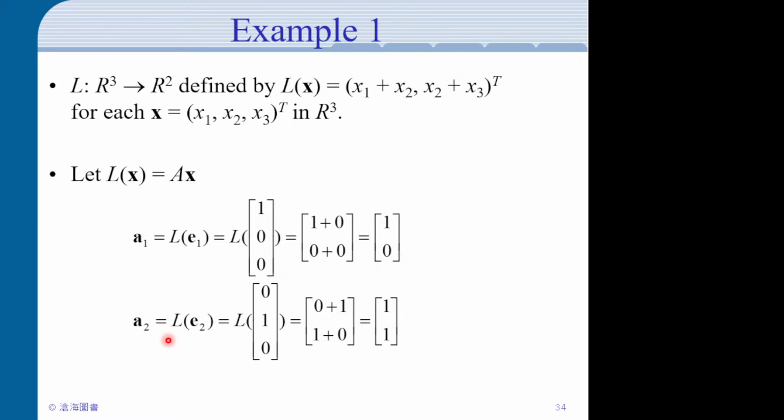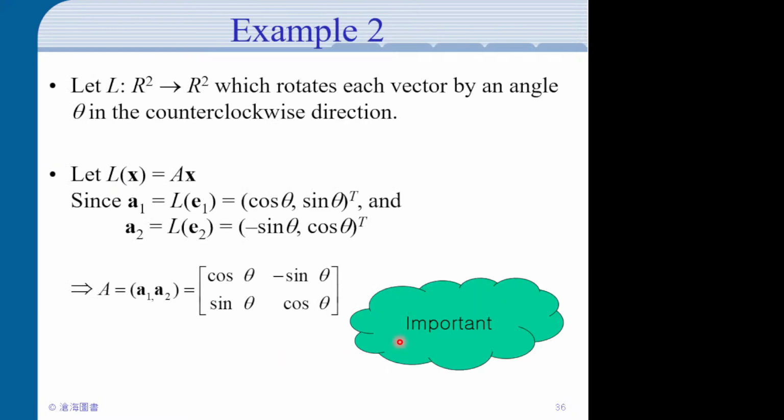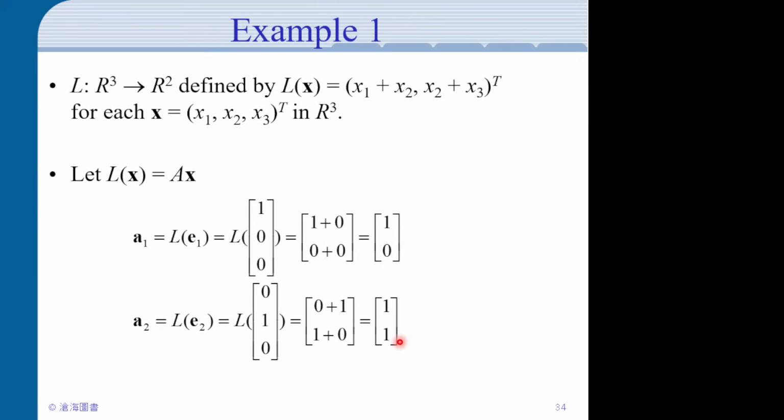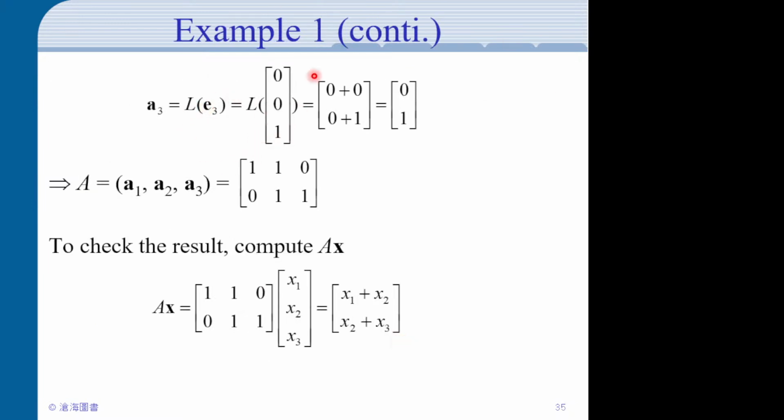Then a2 is L of e2, so L of 0, 1, 0. And so 0 plus 1 equals 1 here, and 1 plus 0 equals 1 here. Finally, L of e3 is L of 0, 0, 1, and so 0 plus 0 equals 0, and 0 plus 1 equals 1. Okay, we have seen this matrix before, so we put everything together. A equals A1, A2, A3, and it's 1, 1, 0, 0, 1, 1 as we found, and this is our matrix A.